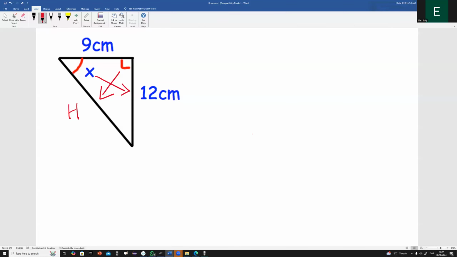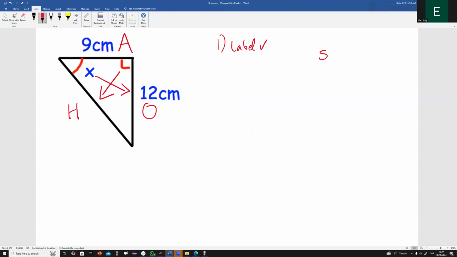12, fantastic. What is the adjacent, or how long is the adjacent? That's 9, brilliant. Right, so that's the triangle labeled. We've done that.